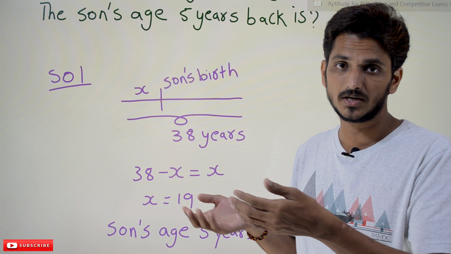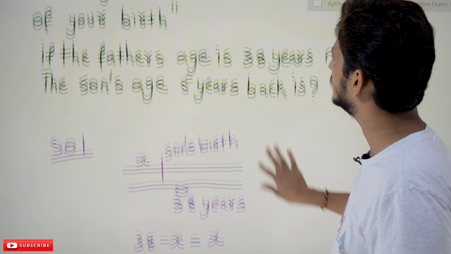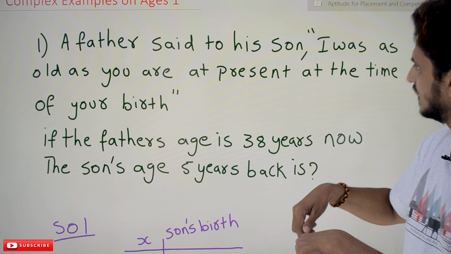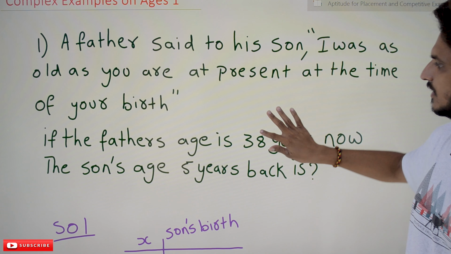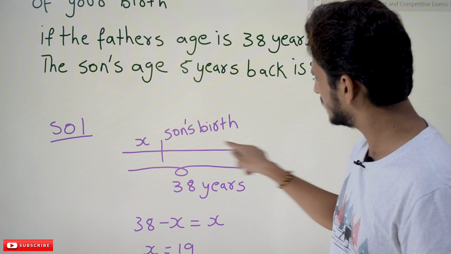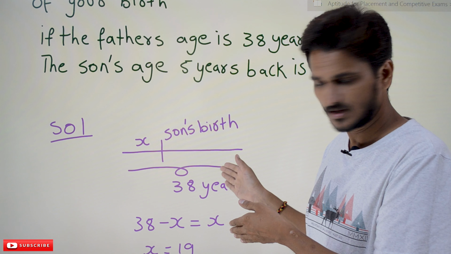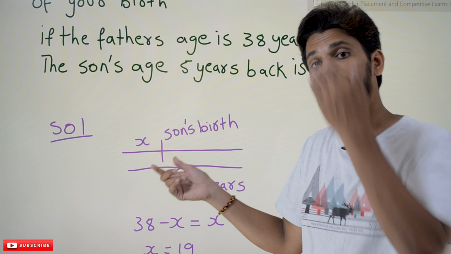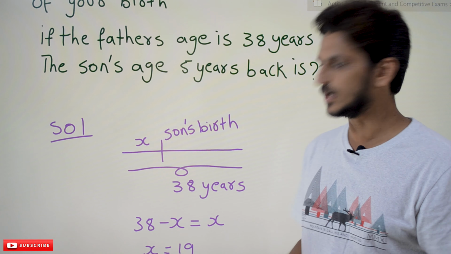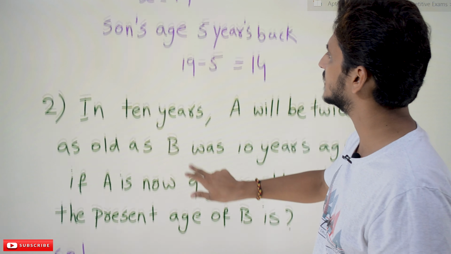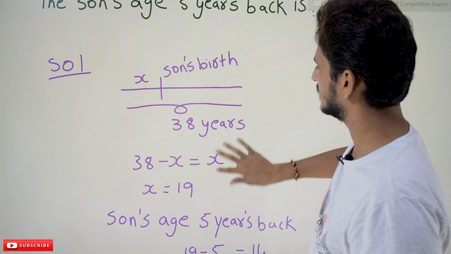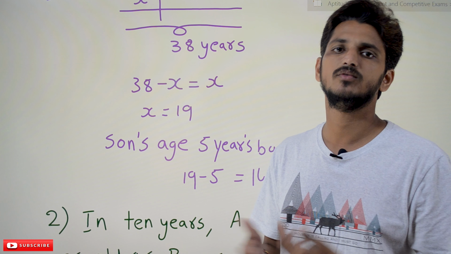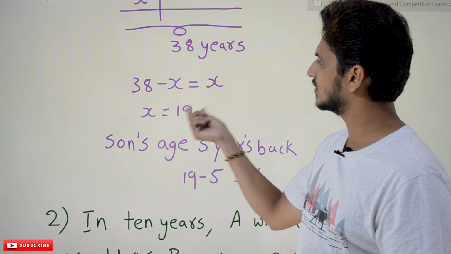From the statement, understand it properly: I was as old as you are at present at the time of your birth. So from here to here, it is the son's age, which is the same as 38 minus X, the age of his father at the time of the birth. That's why 38 minus X is equal to X. Once you got this equation, it is very easy. Solve it. X is equal to 19.